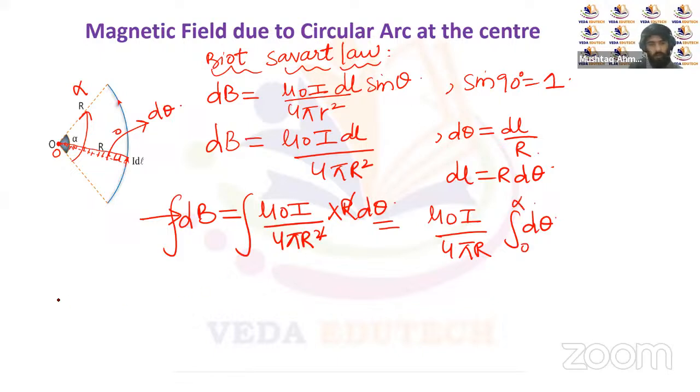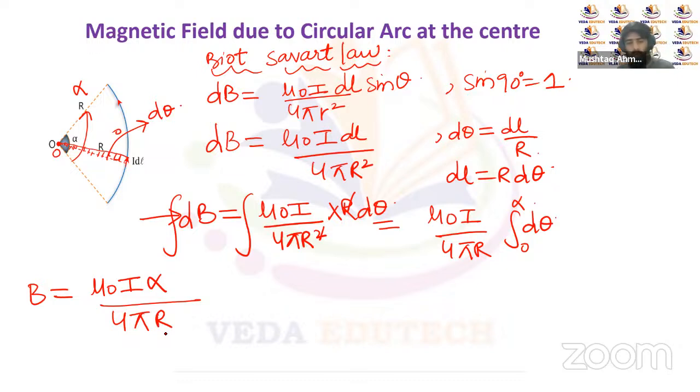The total magnetic field B here will be equal to the integral of d theta, which is theta, with upper limit alpha. So we can write mu naught I times alpha upon 4 pi r. This will be the total magnetic field due to this circular arc at the center of the arc. So mu naught I alpha upon 4 pi r is the magnetic field at the center of this arc. We can also recheck it.